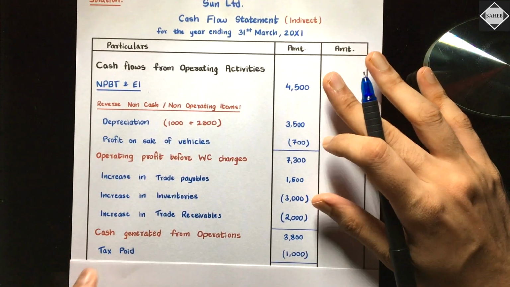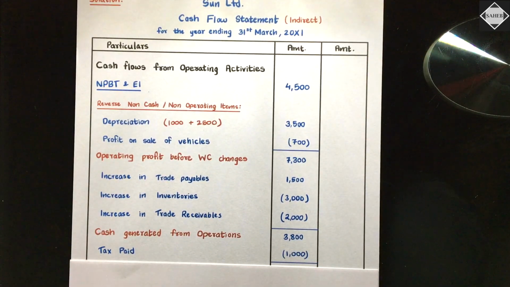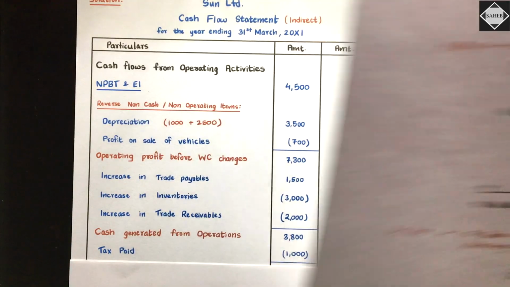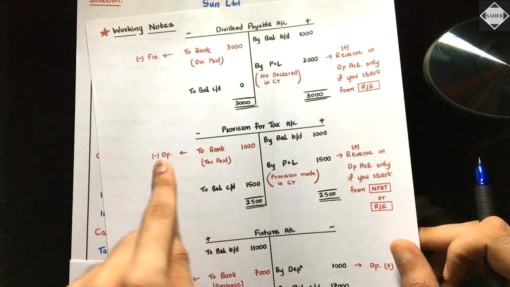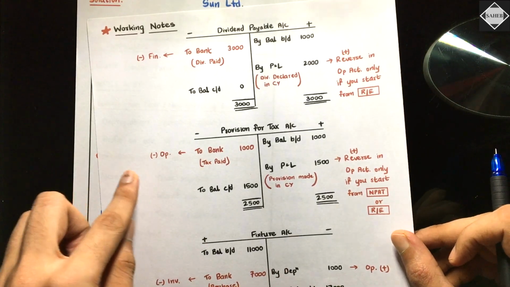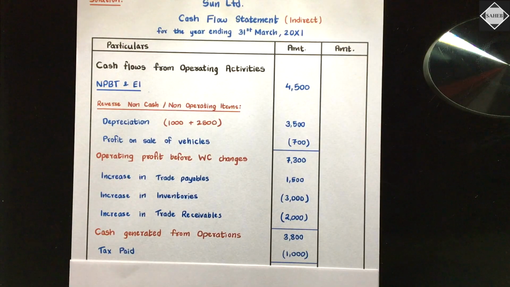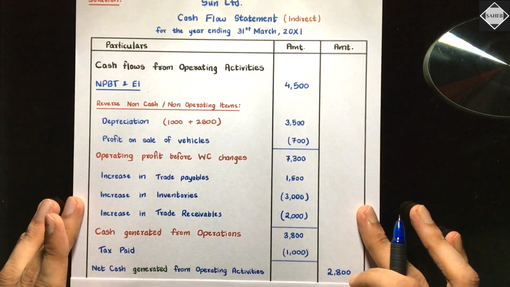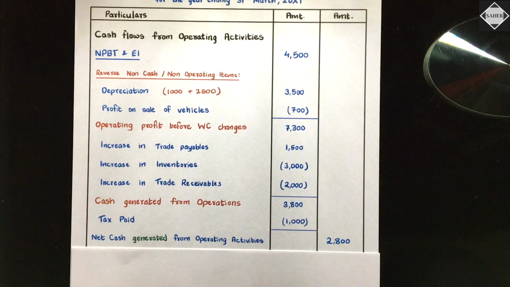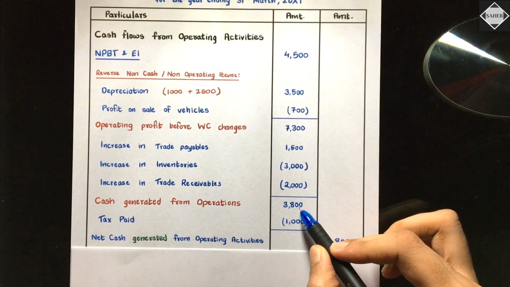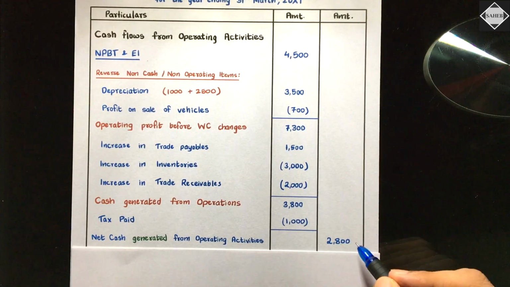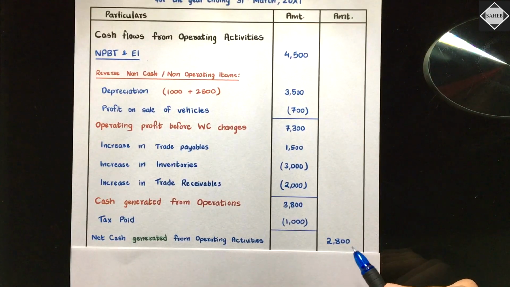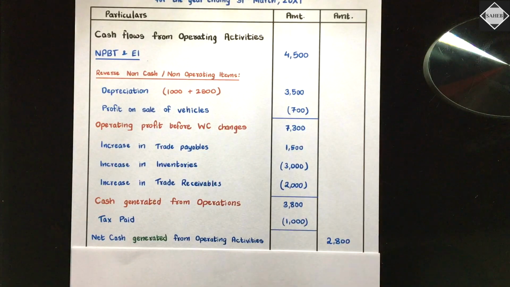So tax paid we will take. From where did we get this 1,000 tax paid? From the ledger account we prepared, provision for tax, to bank, 1,000. We have to subtract 1,000 in operating activity. So tax paid, minus 1,000. Is it clear? Simple and straightforward. Then nothing else, it's over. Net cash generated from operating activities. There are no extraordinary items, right? So directly you get how much cash we have generated. It's a positive figure: 3,800 minus 1,000 equals 2,800. So it's a positive figure, which means from our operations in this year we have a net inflow of 2,800.